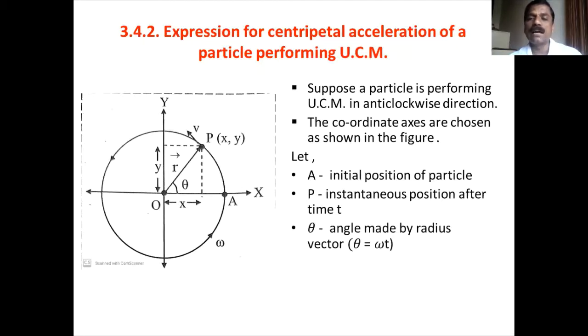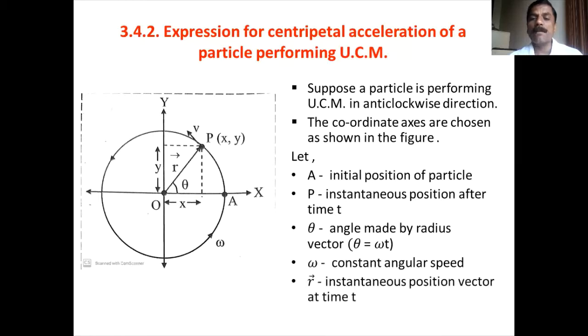As we know, theta, that is the angular displacement, is given by omega into t, because omega, that is angular velocity, is equal to angular displacement divided by time. So theta is given by omega into t, where omega is the constant angular speed, because in uniform circular motion the particle is moving with constant angular speed, and this r bar is nothing but the position vector.